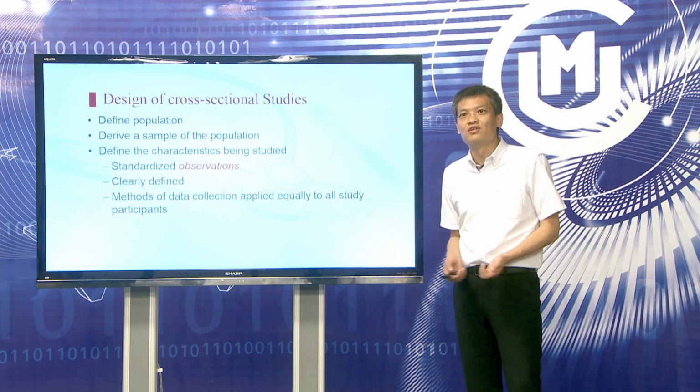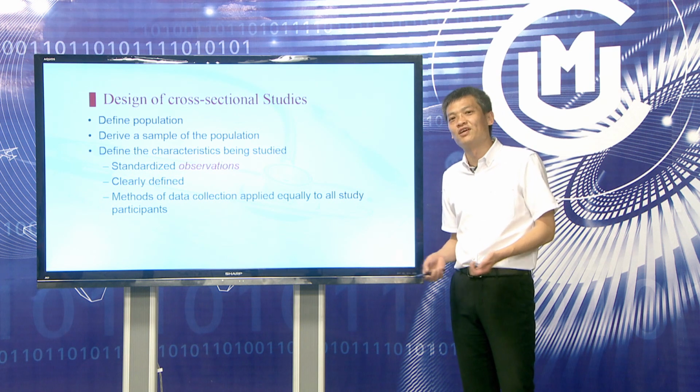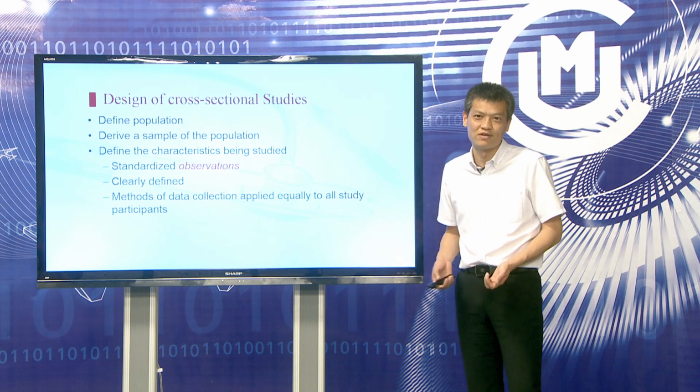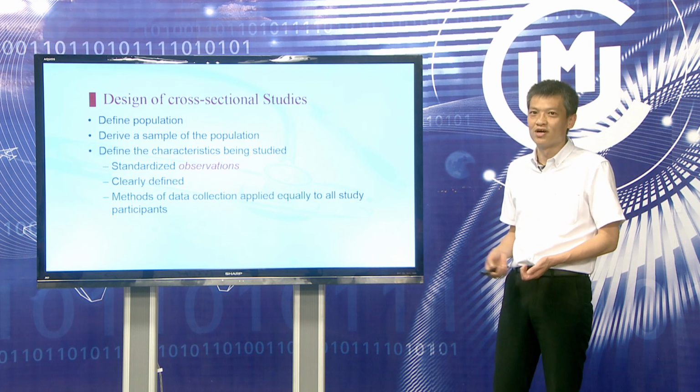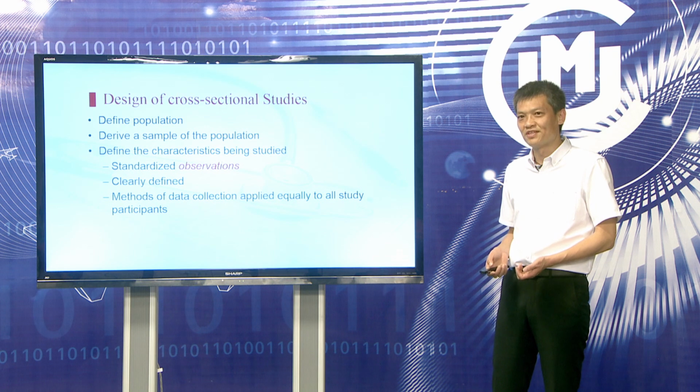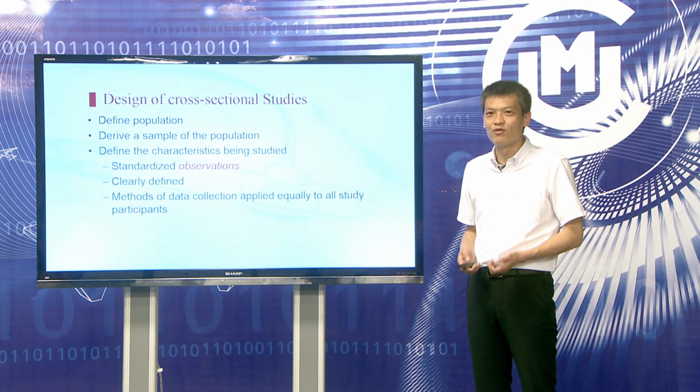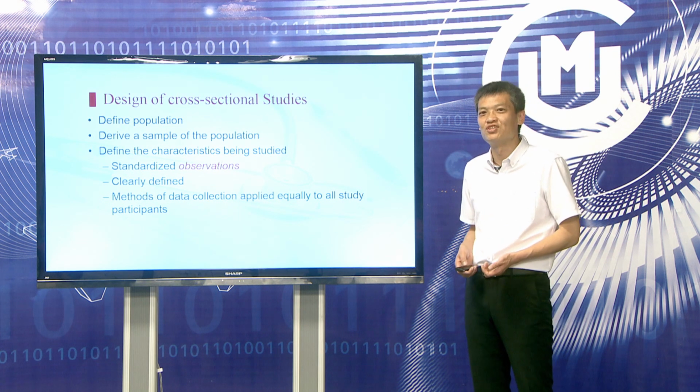How to design the cross-sectional study? First, you have to define the population, then draw a sample from the population. And in every study, you have to define the characteristics being studied. Every variable has to have a clear definition.